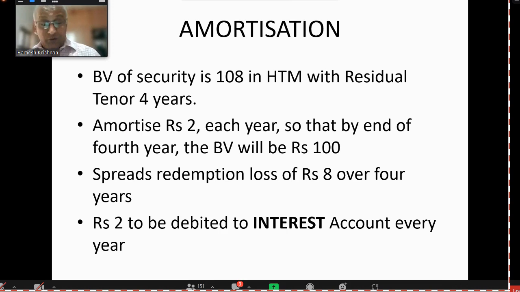Why is there an amortization? Because the coupon on the bond is high. So your bank is enjoying a high coupon, maybe 7.83 or 8.25 like that, when market interest rate is say 6% or 6.5%. Because of the higher coupon, you are enjoying the coupon by paying a premium on the bond. So you debit the interest account so that your interest account is also not distorted.